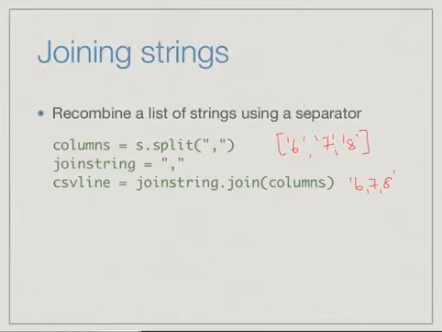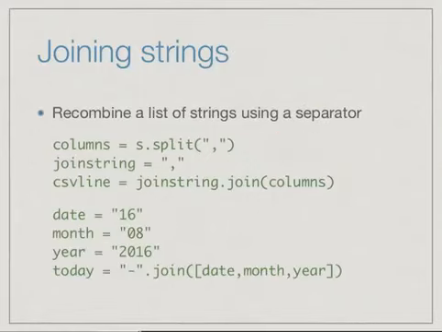Okay. So here is another example. Here we have a date 16, a month 08, and a year 2016 given as strings, and I want to string it together into a date like we normally use with hyphens. So here, instead of giving an intermediate name to the hyphen and then saying hyphen dot join, I directly use the string itself. Just want to illustrate that you can directly use the joining string itself as a constant string and say use this to join this list of values.